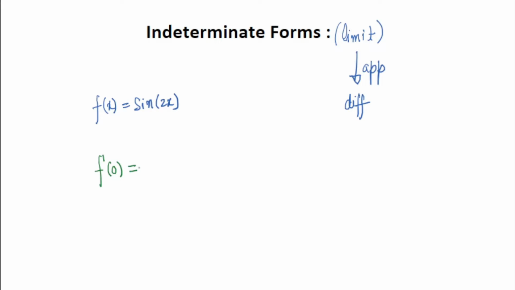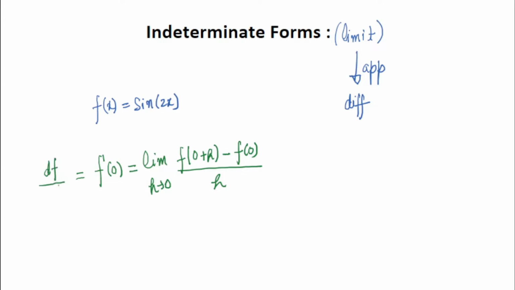according to the definition, limit h tends to 0 of [f(0 + h) − f(0)] divided by h. If we solve this, it is also equal to the differentiation of f(x) at x = 0. Yes, we know this. So let me solve that.